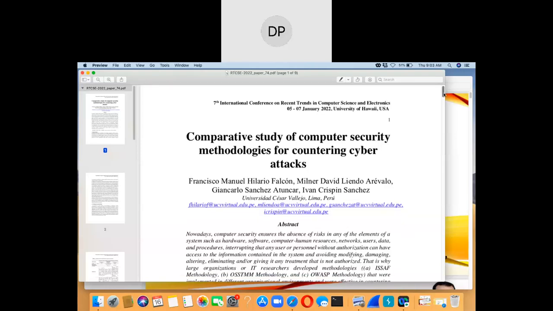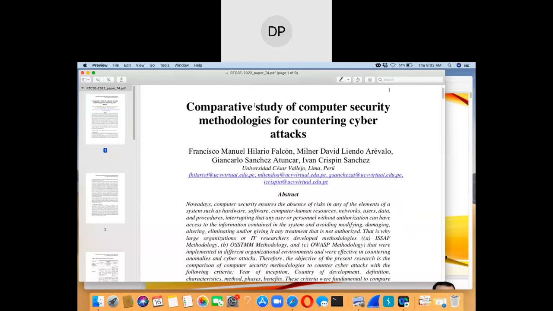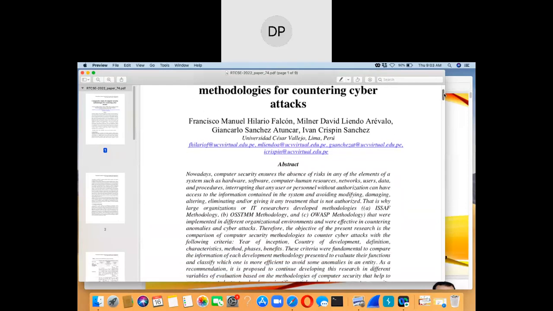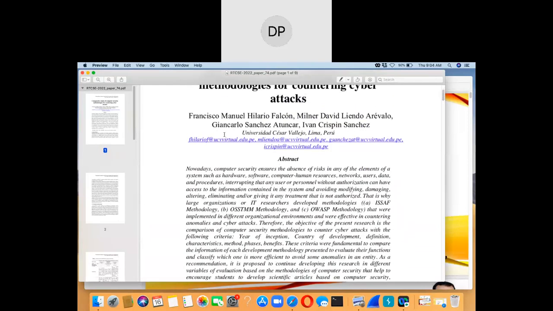The people who wrote the paper gave it the title Comparative Study of Computer Security Methodology for Countering Cyber Attacks. The authors are Francisco Manuel Hilario Falcon Bignam, Milan David Lindo Arevalo Bignam, Giancarlo Sanchez Etuncar, and the fourth author is Ivan Crispin Sanchez. So maybe the first author wrote the paper, but he put the names of his three friends.